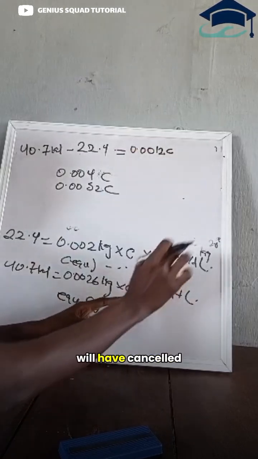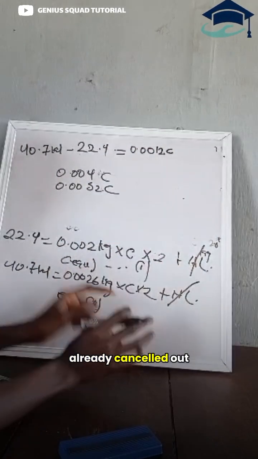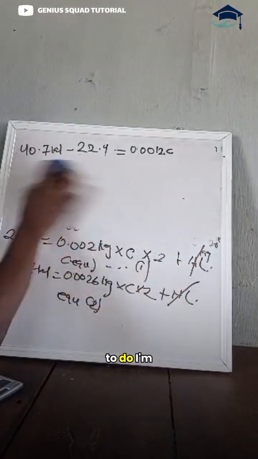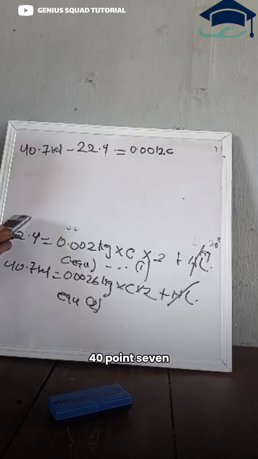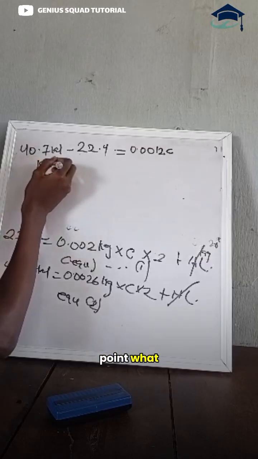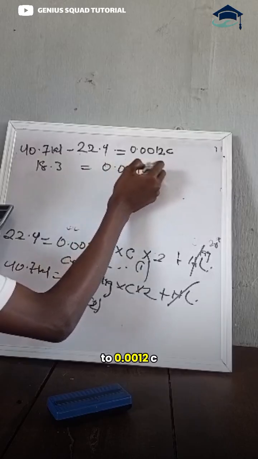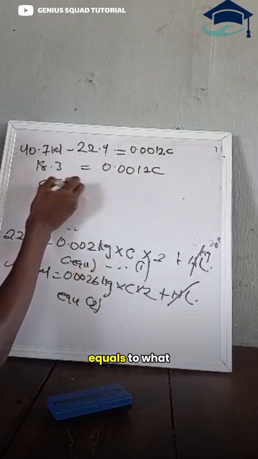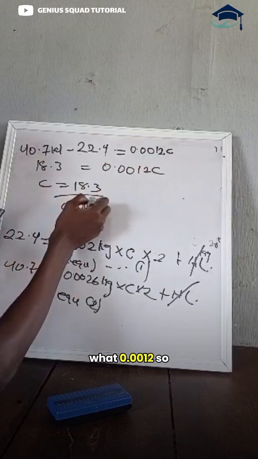Automatically, this one will have cancelled out, right? And my HL has already cancelled out. So that will be 40.7 minus 22.4, that will be equals to 18.3, which will now be equals to 0.0012 C. Then my C will now be equals to 18.3 divided by 0.0012.